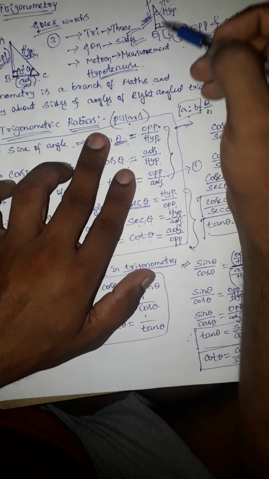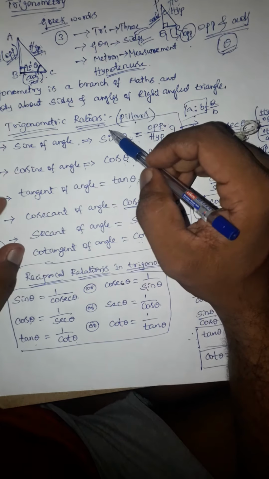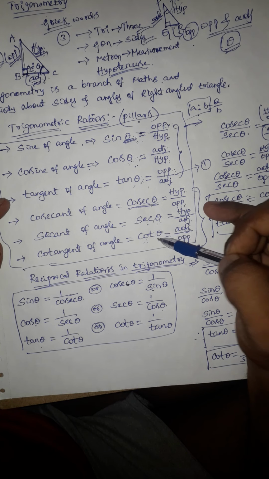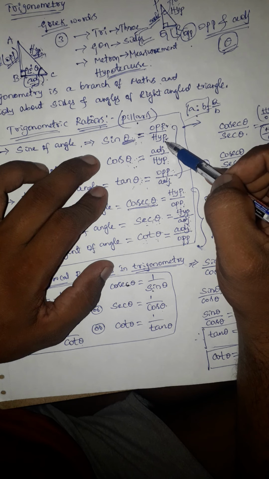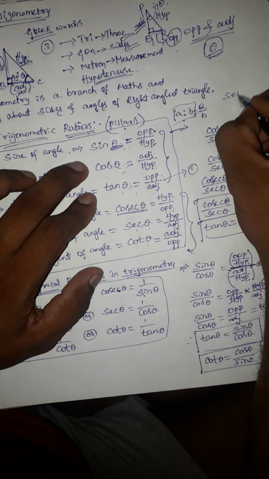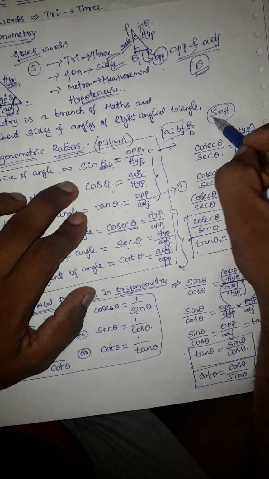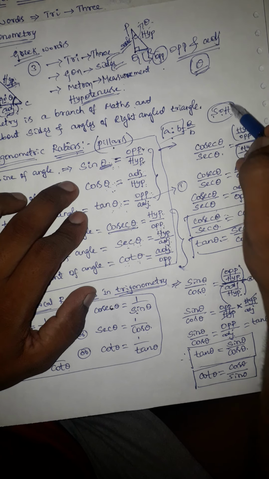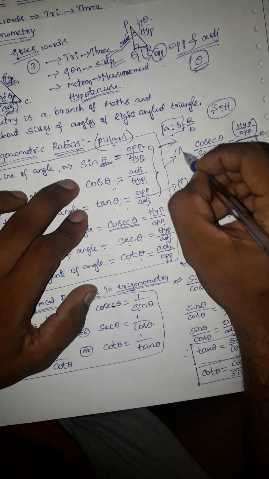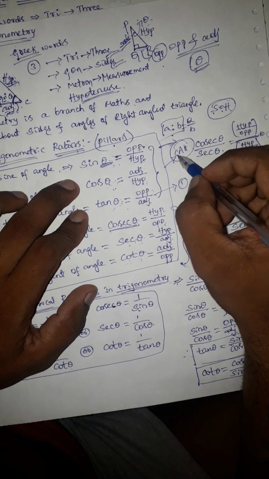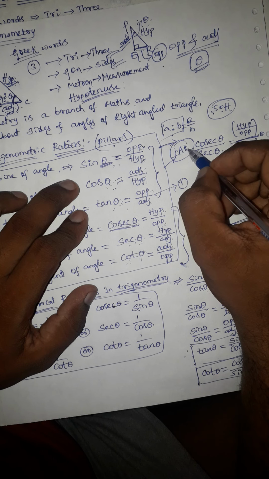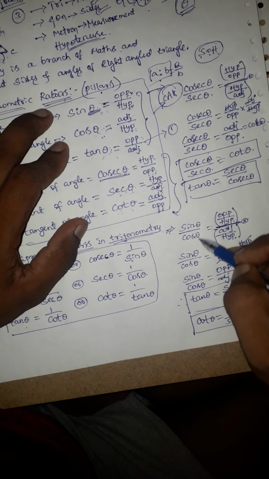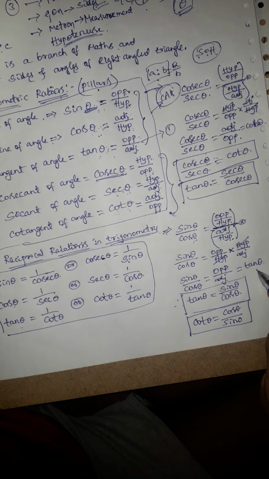After this, there are 6 trigonometric ratios: sin, cos, tan, cosecant, secant, cot. Sin theta is opposite by hypotenuse. Easy to remember as SOH: sin theta is opposite divided by hypotenuse. Cos theta is CAH: cos theta is adjacent divided by hypotenuse. Then you divide these two, sin divided by cos, and we get tan.